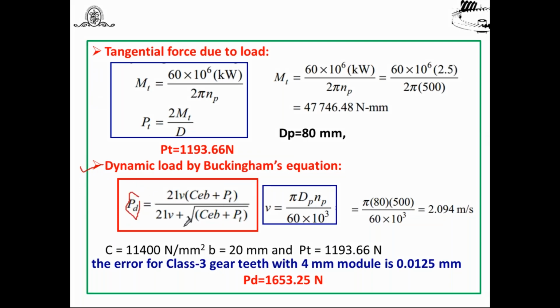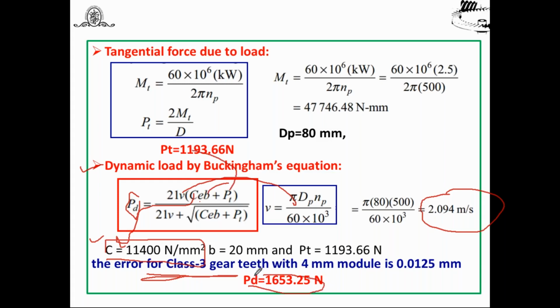PD is 21V(CB plus PT) upon 21V plus root of (CB plus PT). You know this very well. V is the pitch line velocity, pi dP NP upon 60. Then what is C? The deformation factor for steel. You know it is 11,400; if it's not given, and it is made of steel, you can take this value directly. The E value we have to take from the chart for class 3 gear teeth. I will show that. B is the face width, PT you have calculated, and you have to calculate the PD.